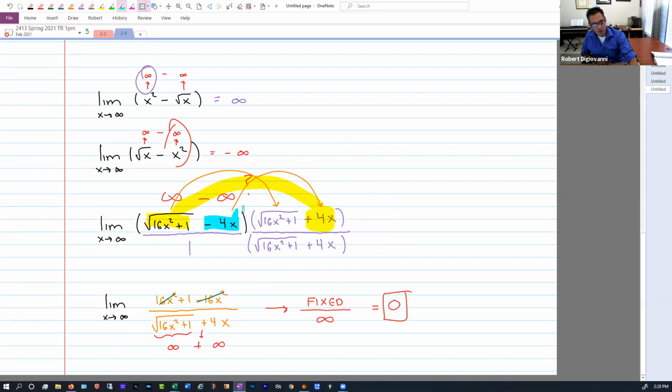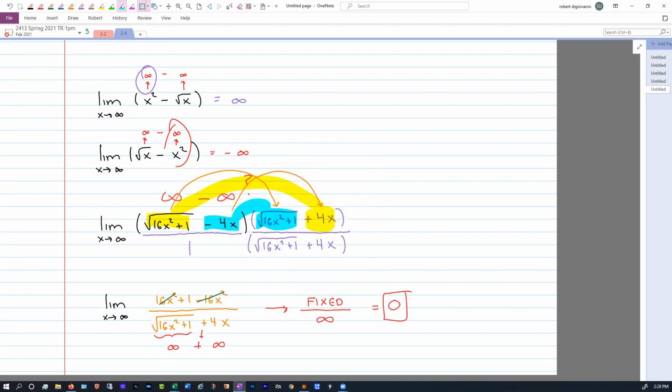And then you do this times this, and basically everything in the yellow would have canceled with everything in the blue. And so that's why I didn't do that multiplication. That's the beauty of the conjugate, is that you don't have to worry about the middle terms. Okay.